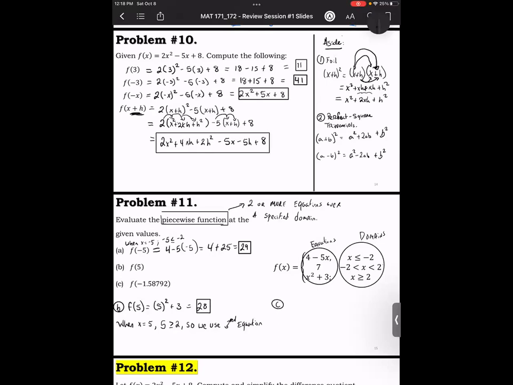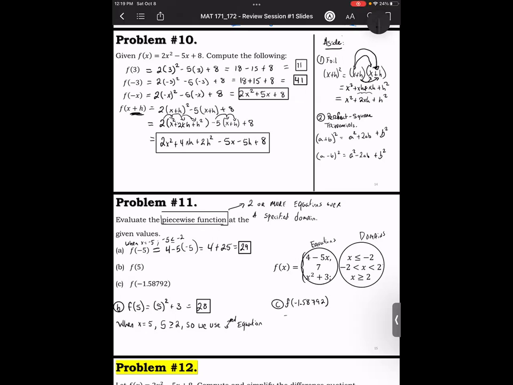Part C, I want to evaluate f of -1.58792. Look at that value of x. That value of x would satisfy which one of the inequalities? The second one, that's right. -1.58792 is sandwiched between -2 and 2. So we use the second equation there, right?